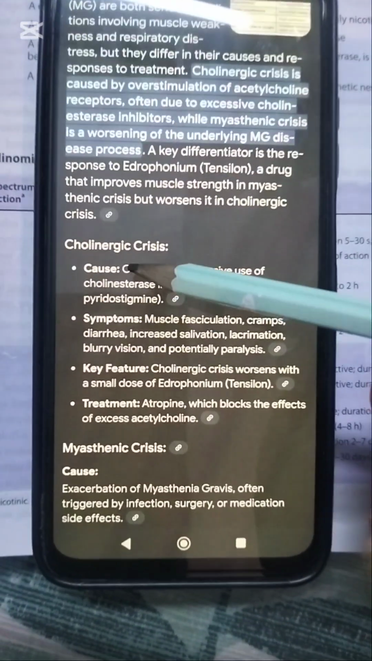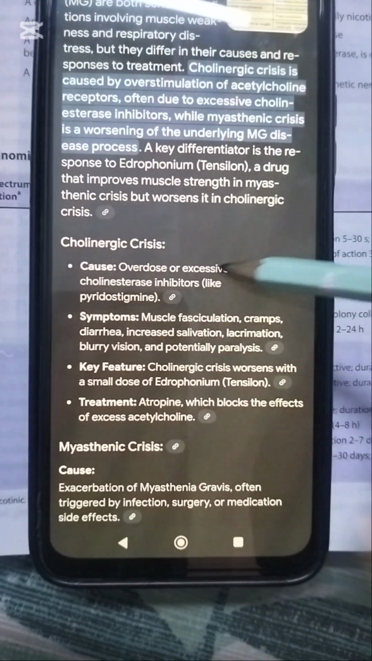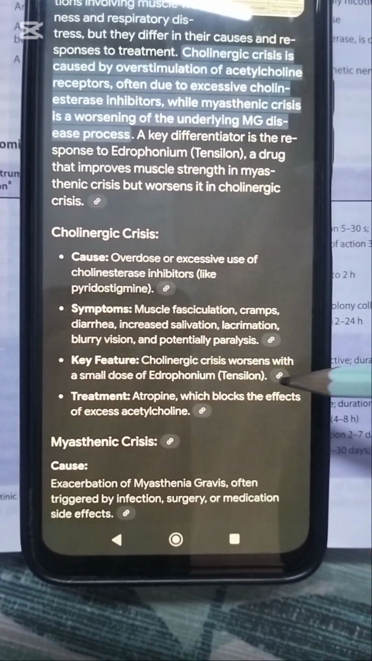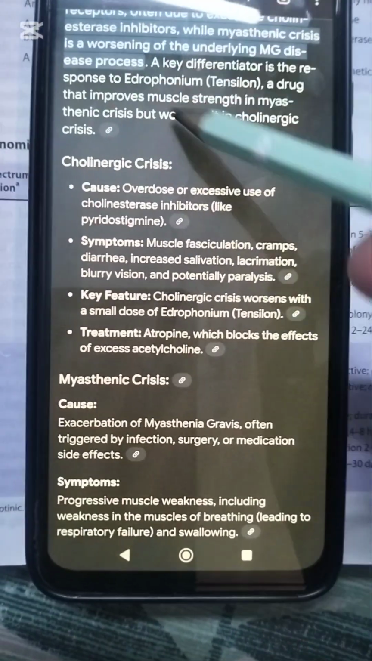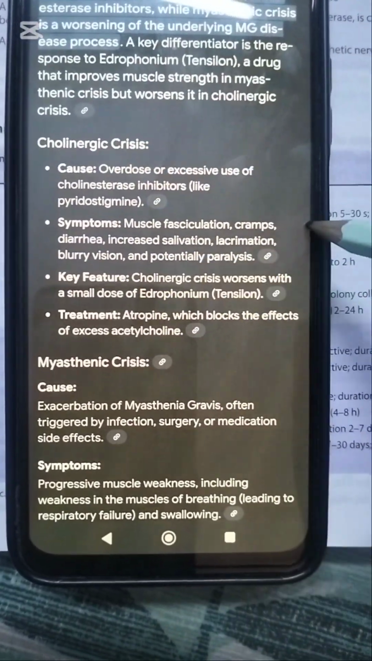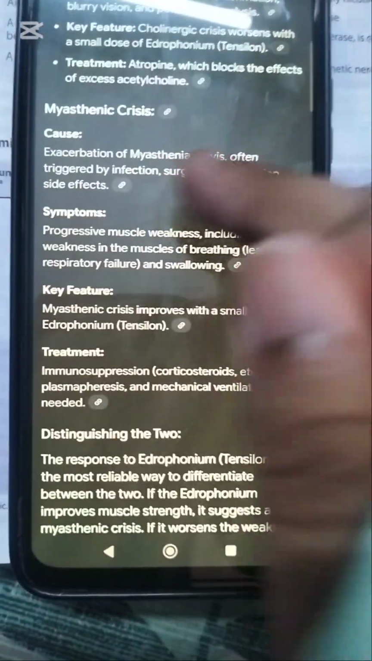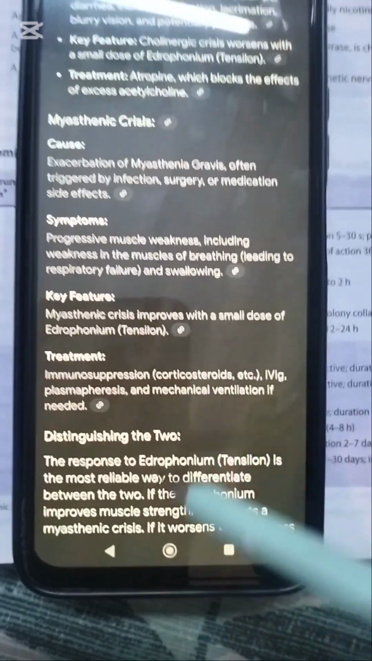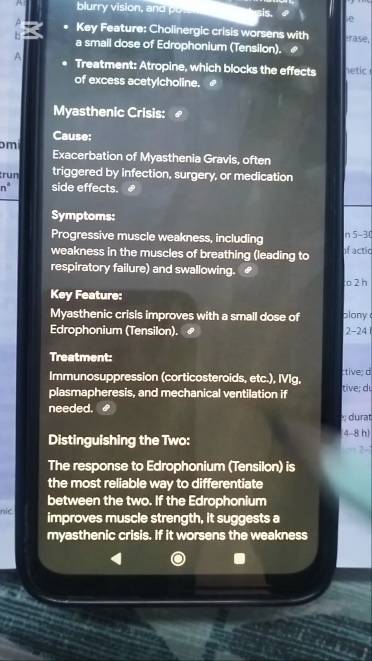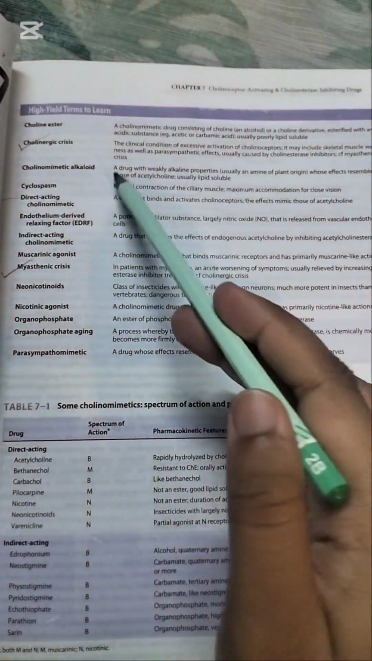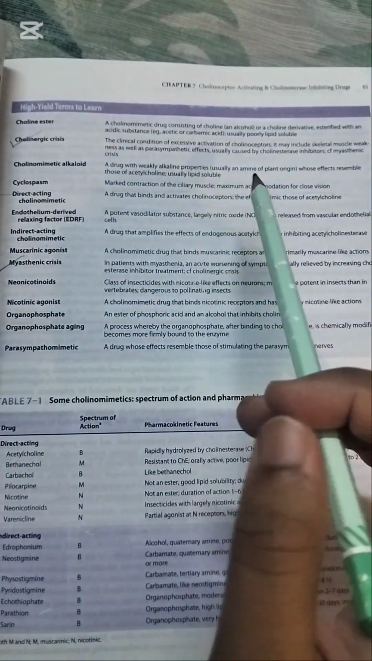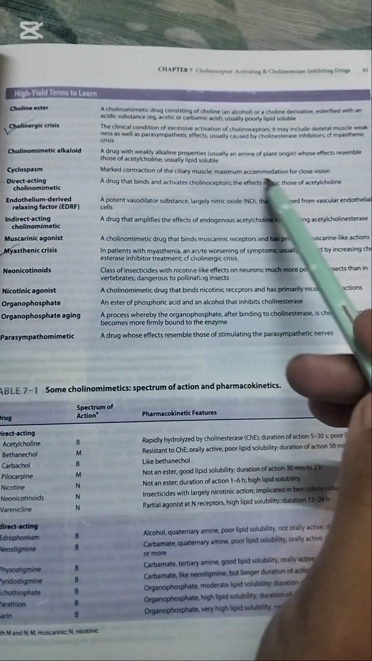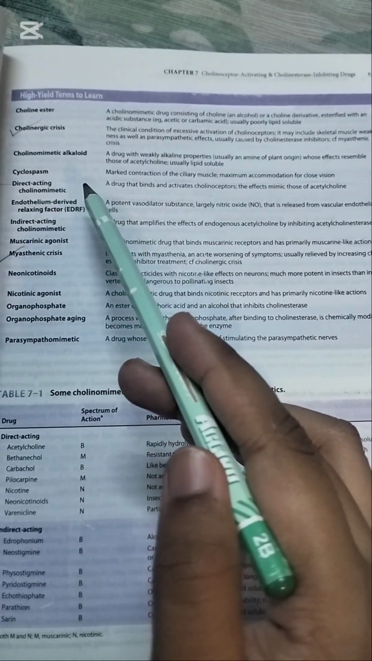And cholinergic crisis can be worsened with a small dose of Tensilon or edrophonium, and the symptoms of cholinergic crisis include muscle fasciculation. But myasthenic crisis is going to improve with a small dose of edrophonium and Tensilon, and the symptoms will not include muscle fasciculations. Now let's talk about cholinomimetic alkaloids. So basically, they are drugs with alkaline properties that resemble those of acetylcholine, usually lipid soluble. Now let's talk about cyclospasm, a large contraction of the ciliary muscles for maximum accommodation for close vision.